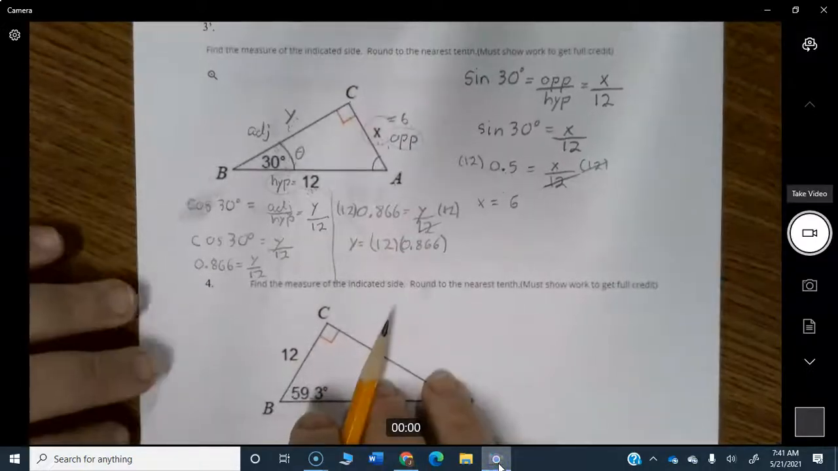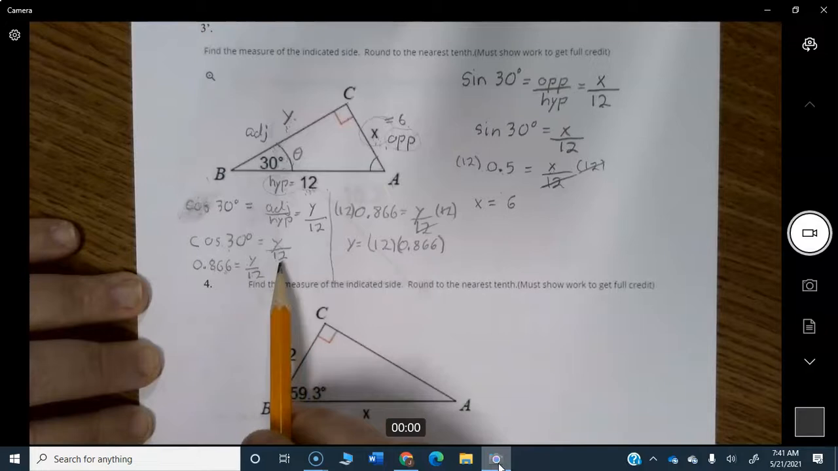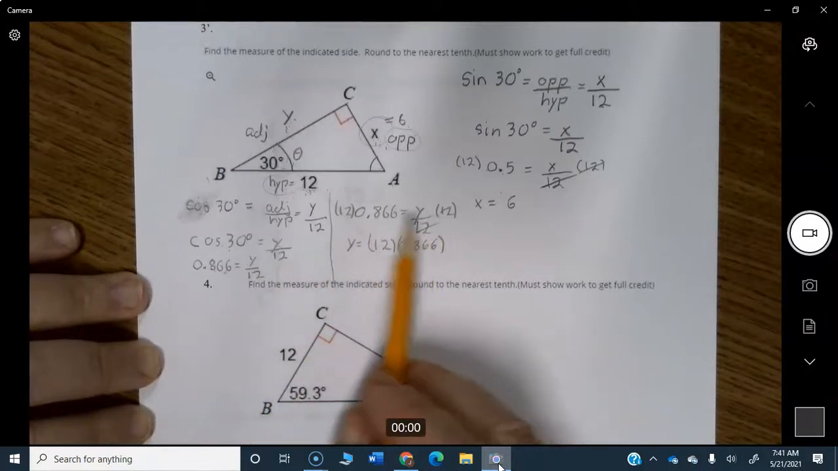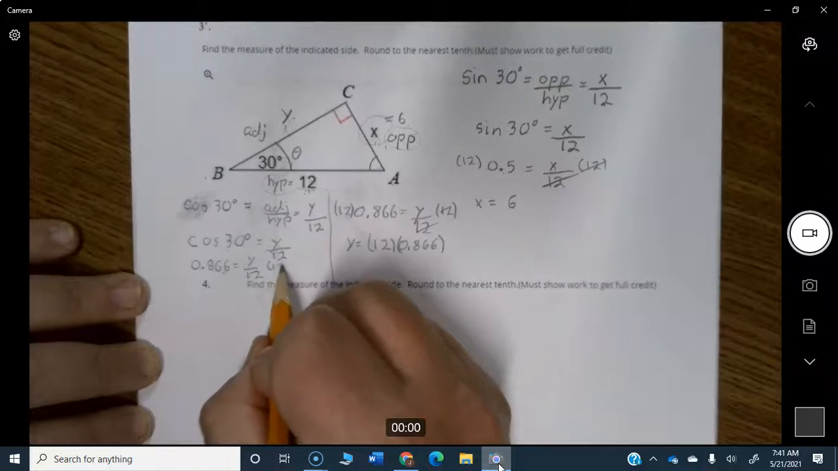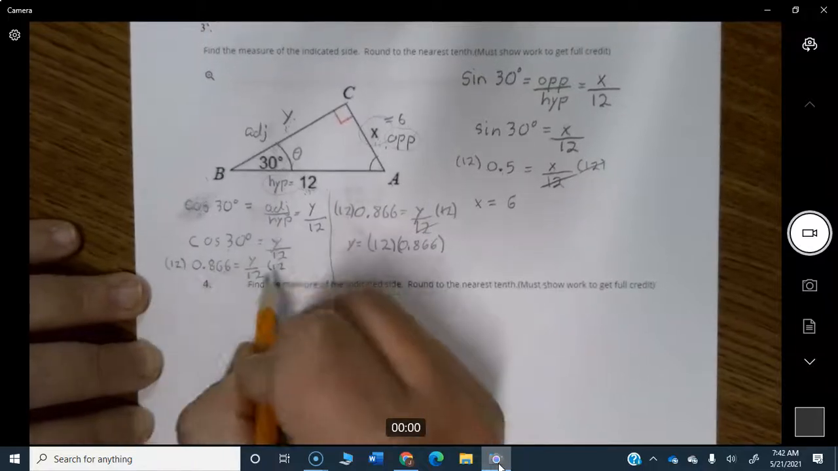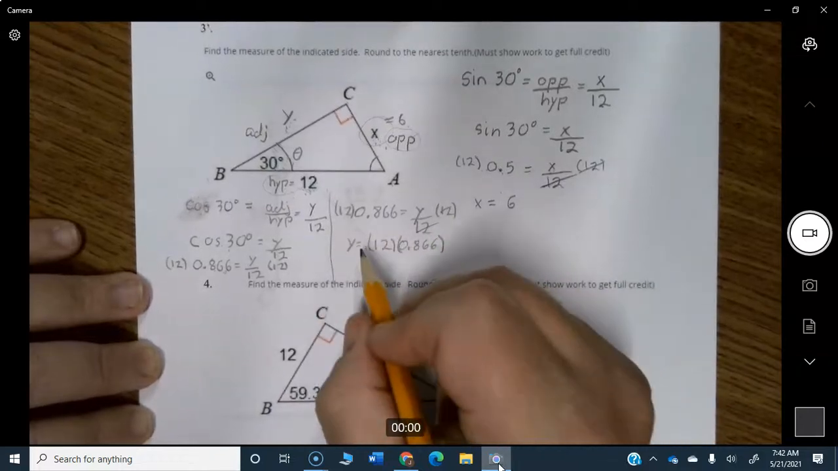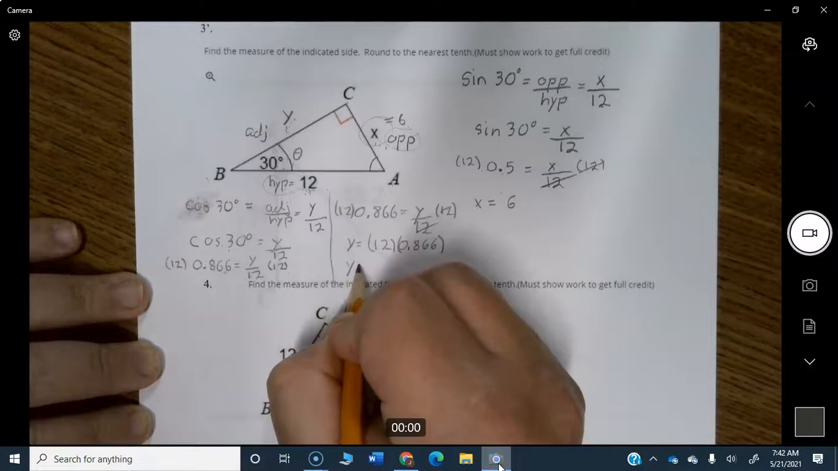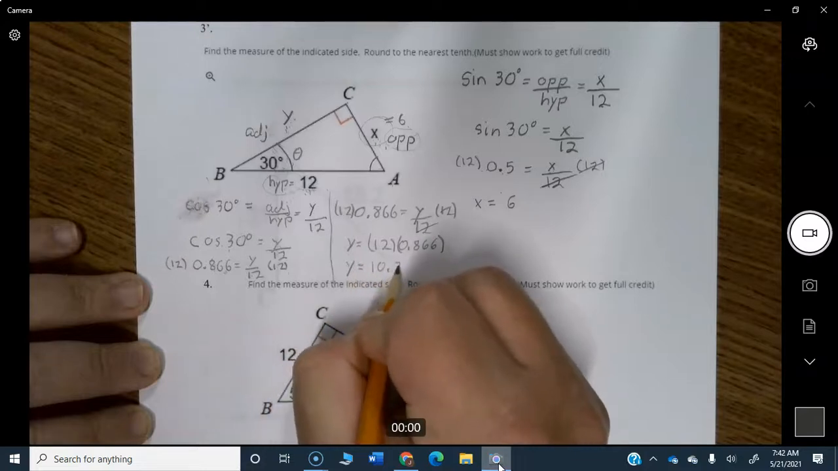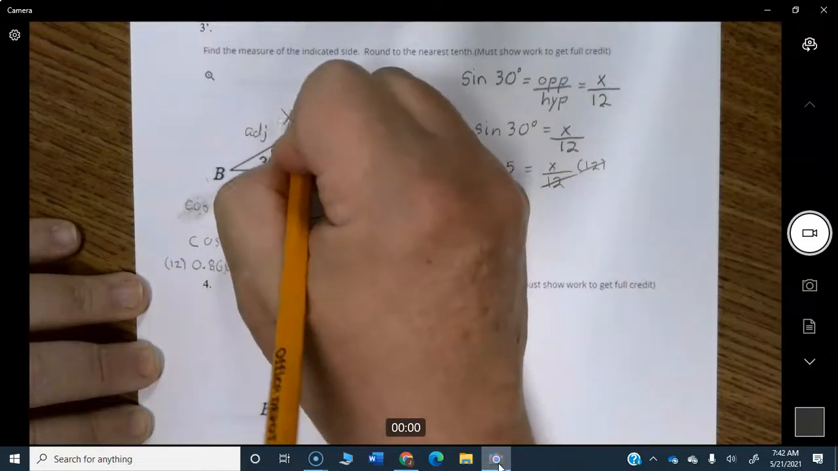So let me go on back to my camera. I'll show you what I was writing there. I wrote 0.866 instead of cosine 30. 0.866 equals y over 12. You multiply both sides by 12 up here. Okay. And I'll go ahead and do that here, times 12 times 12. Then I rewrote it again. I canceled the 12s, and you get y equals 12 times 0.866, and that equals 10.39. Okay, so that's this side right here.